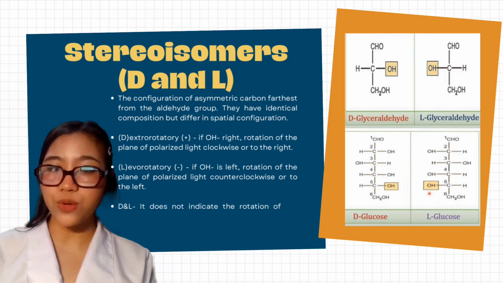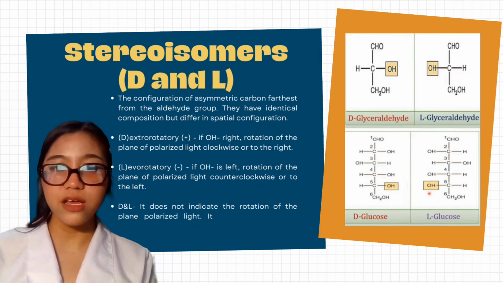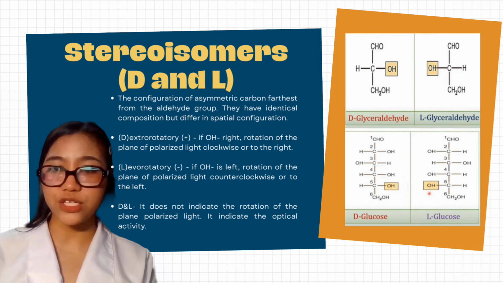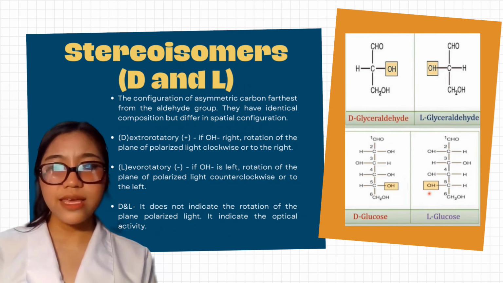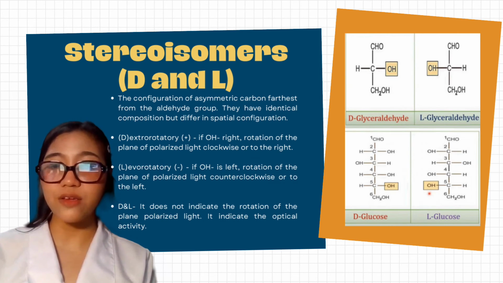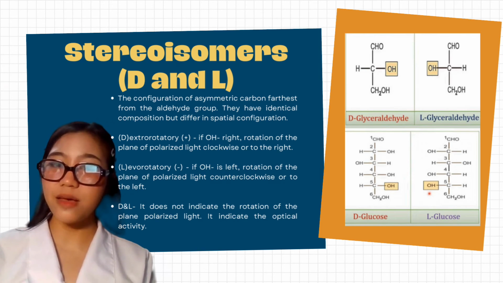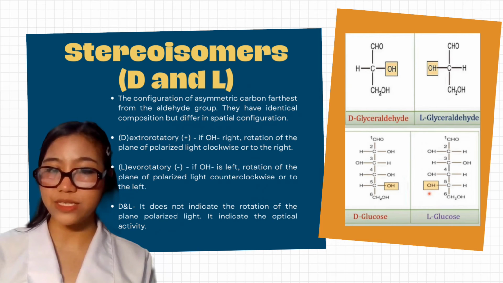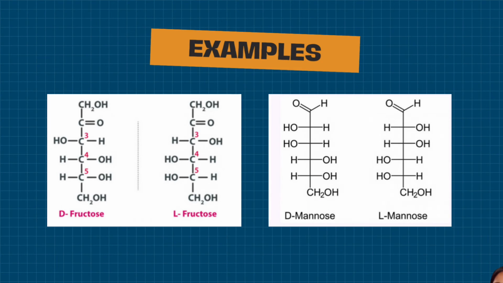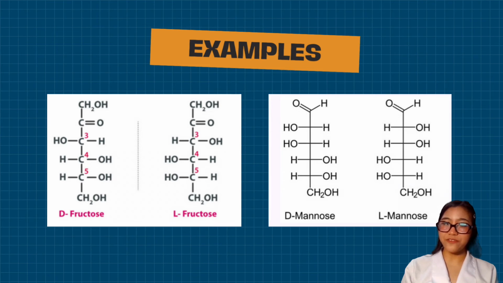It's important to note that the D and L designation does not directly indicate the direction of rotation of the plane polarized light, but rather indicates the configuration around a specific chiral center. The examples of D and L glyceraldehyde and D and L glucose clearly illustrate this concept. Here are more examples to solidify your understanding of D and L isomers.